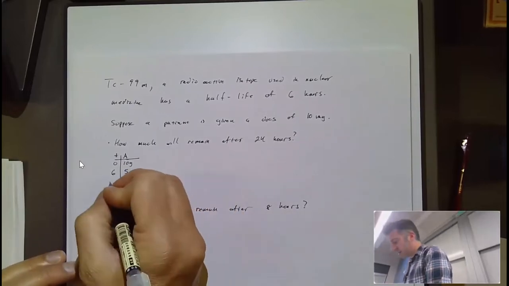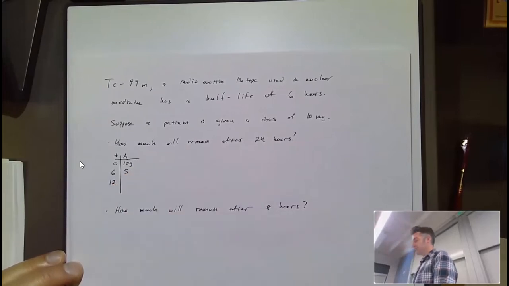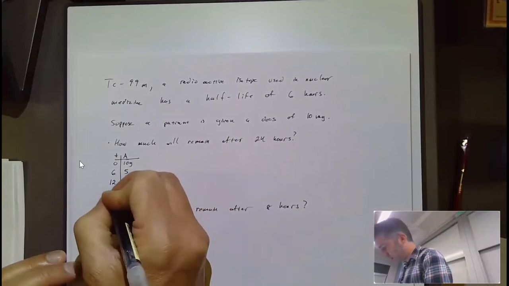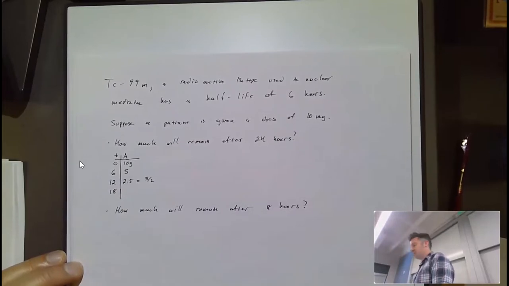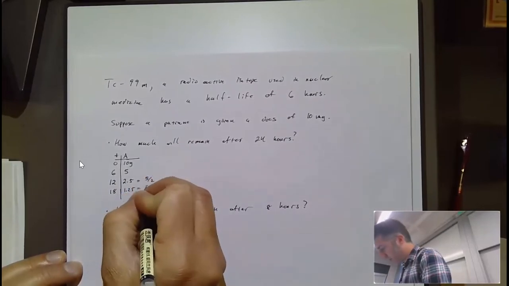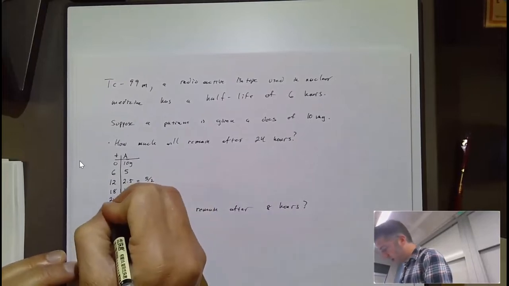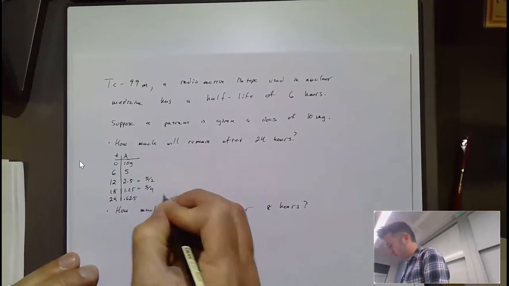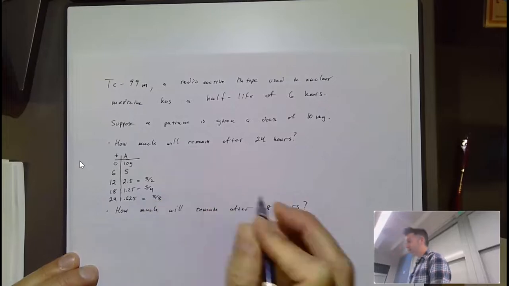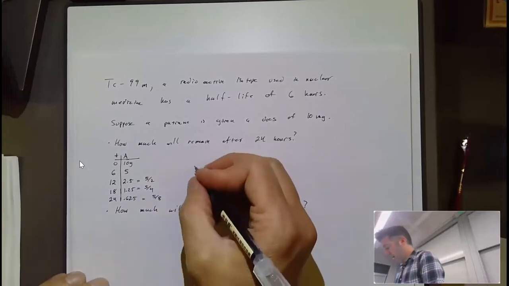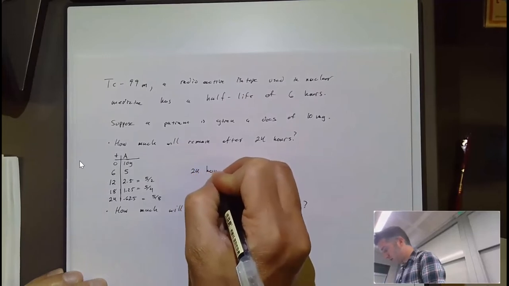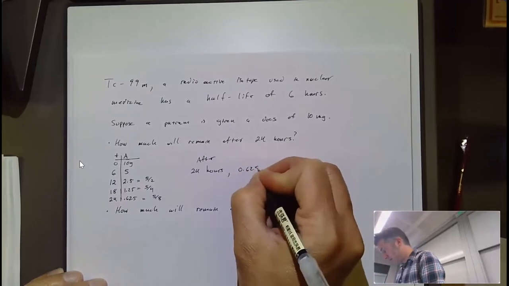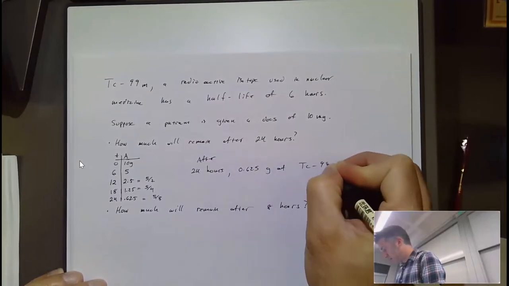After another 6 hours, how much are we going to have in the body? 2.5. Or if you prefer, 5/2. After another 6 hours, how much are we going to have in the body? Right. Or 5/4, if you like. And after another 6 hours, we're going to have half of whatever that is, which is, I think, 0.625 or 5/8. So after 24 hours, there's going to be 0.625 grams of this radioactive material in the body.